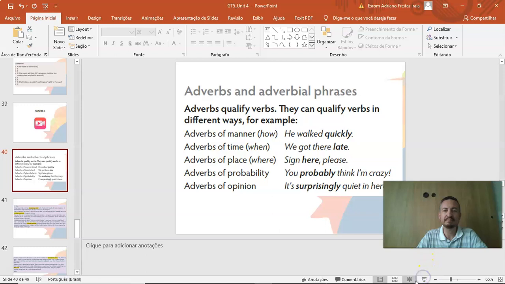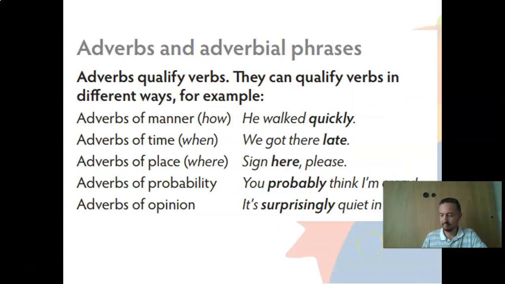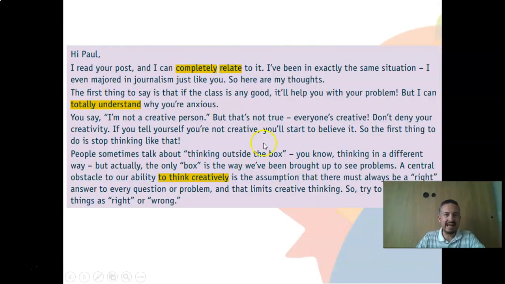So here we have the text. So I read your post and I can completely relate to it. So completely relate, it refers to the verb relate. Completely relate. So it's an adverb of manner. How do I relate to it? Completely. Okay?